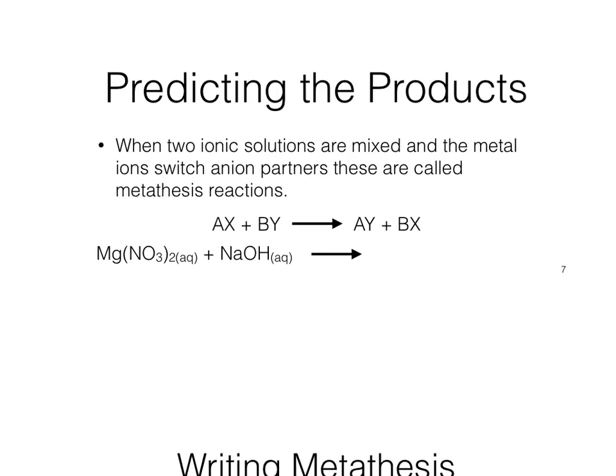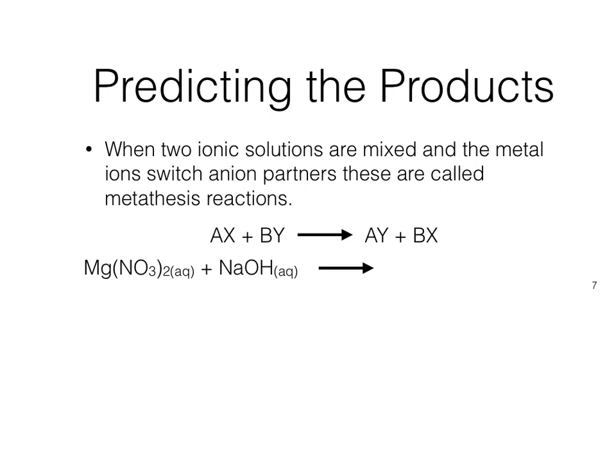So when two ionic solutions are mixed together and the metal ions switch anion partners, this is called a metathesis reaction. Now, we all know that I'm from Texas, and if you don't, we're about to find out.